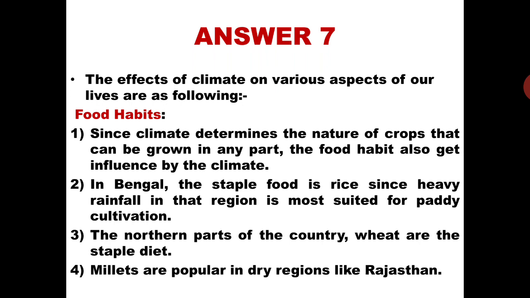In the northern part of the country, wheat is the staple diet. Millets are popular in dry regions like Rajasthan because millets are grown in dry and hot climate.